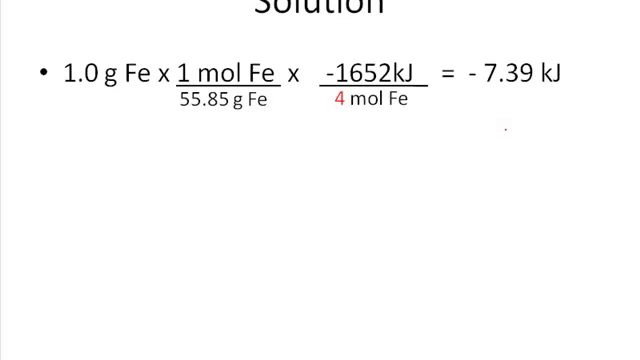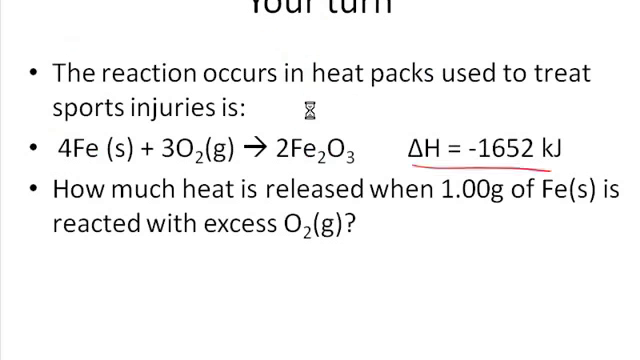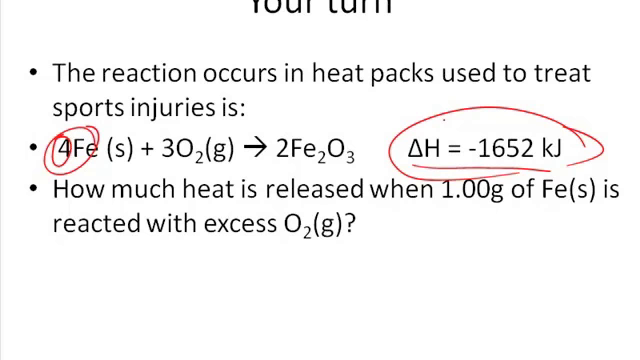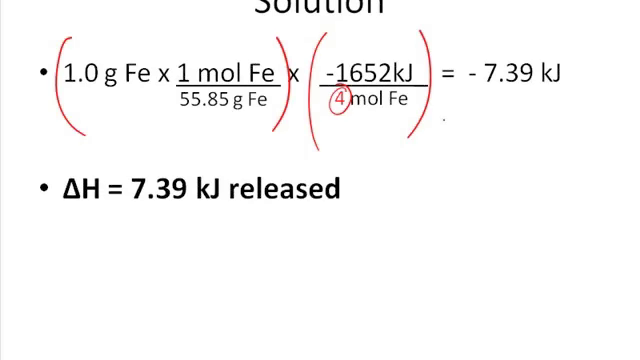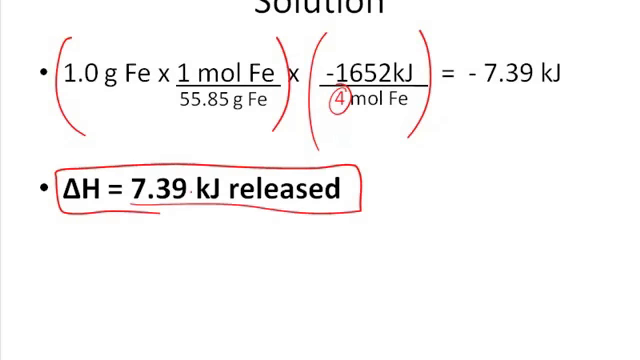Well, take a look here. Here is my mole conversion. Here is my energy conversion. And notice the 4. The 4 came from the balanced equation from the previous problem, where I had a 4 right here, because it takes 4 moles of iron to make that much energy. Okay? So therefore, 7.39 kilojoules of energy is released, which is the same as this.